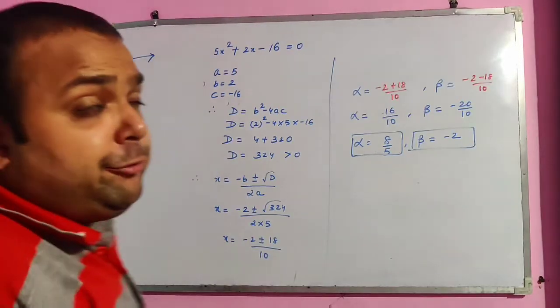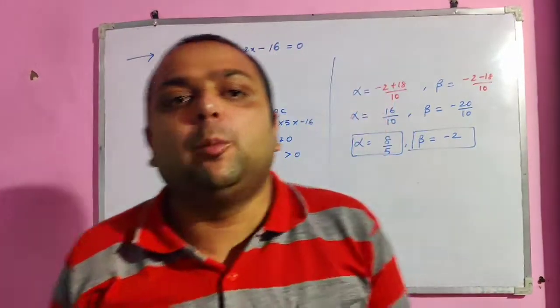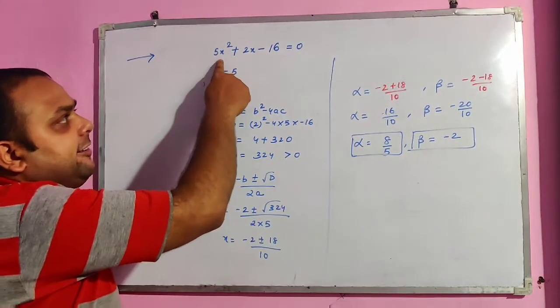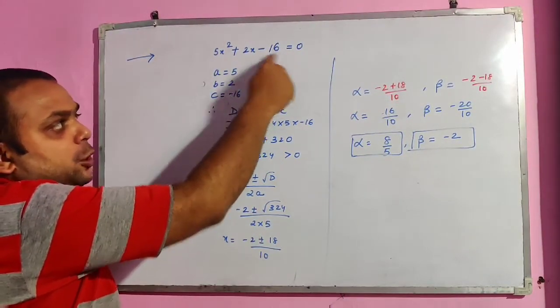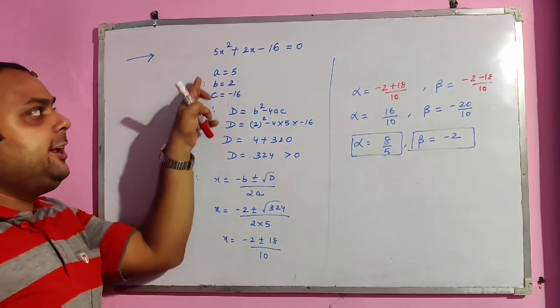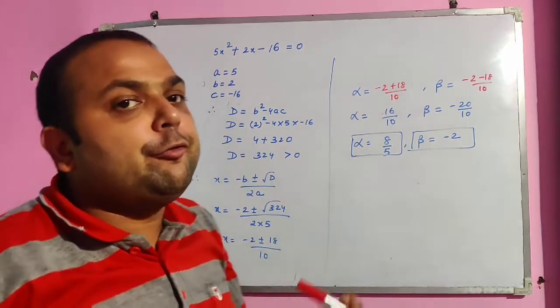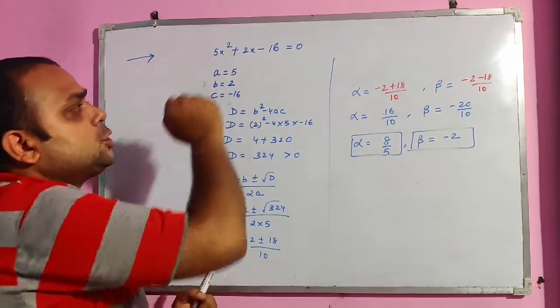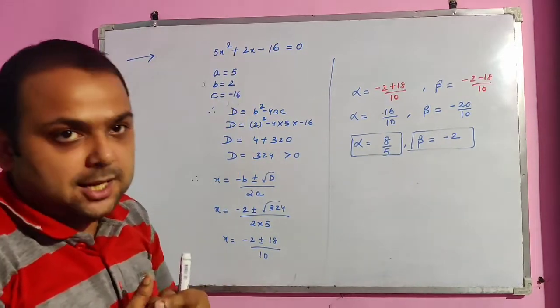Okay, now we are going to see one question based on the quadratic formula. The question is 5x square plus 2x minus 16 equal to 0. First of all, we are going to write a, b and c. The value of a is 5, the coefficient of x square. The value of b is 2, the value of c is minus 16.